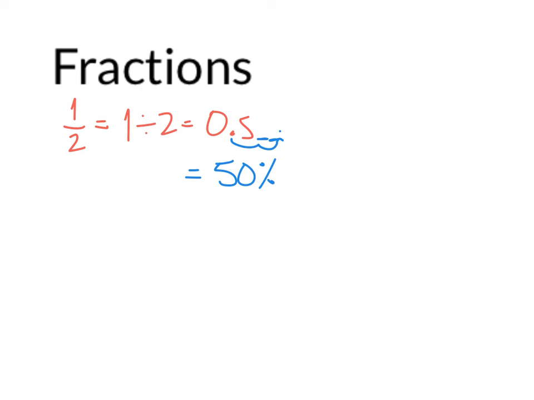If we have a fraction like 7/10 and we want to turn it into a percent, first thing to do is to turn it into a decimal. Take 7 divided by 10 and we'll get 0.7. Then to turn it into a percentage, move that decimal point 2 places to 70%.